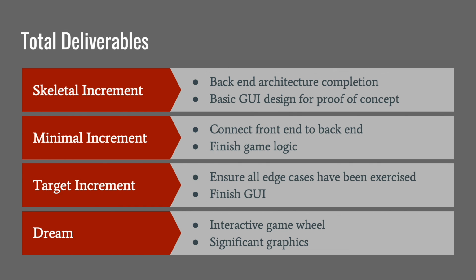I will now talk about the deliverables for this project. We just talked about the skeletal increment, where we implemented our backend architecture and the basic GUI design for proof of concept. Next, we will implement the minimal increment, where we connect the front end to the back end and we finish our game logic.